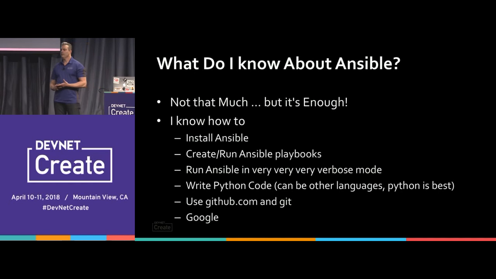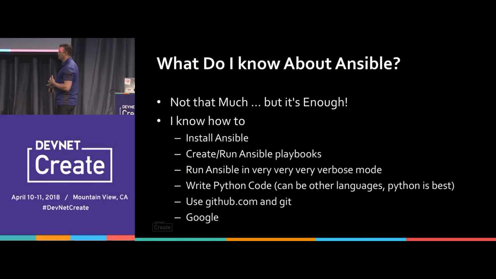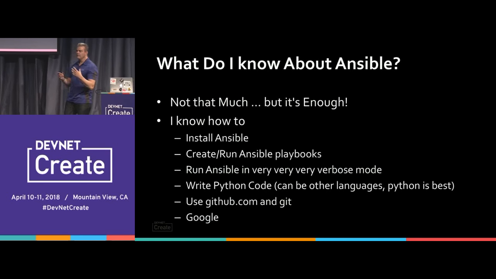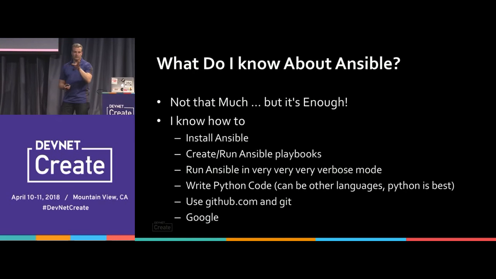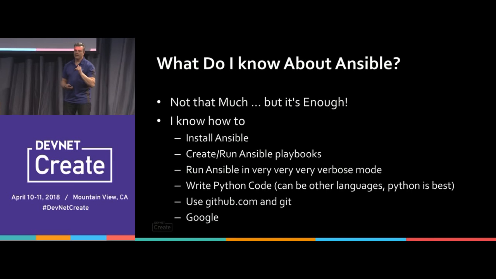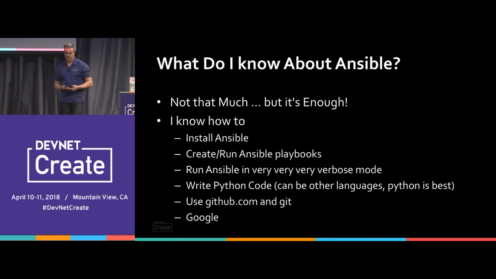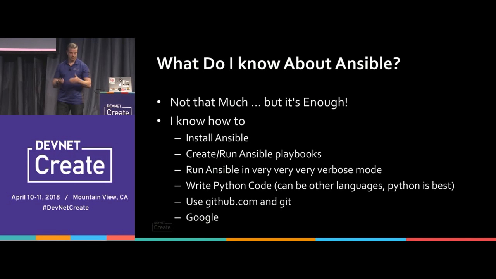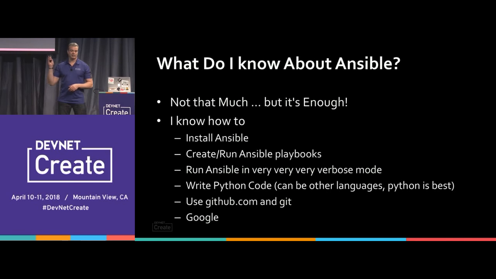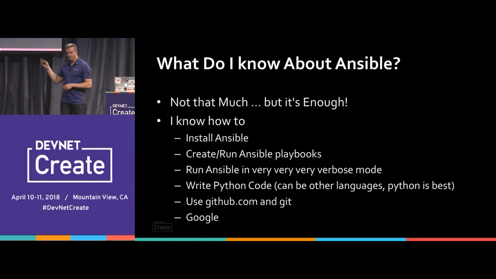I know how to use github.com, and I know how to use Git. And the number one tool for most programmers, developers, is I know how to Google, right? I know how to look up a loop, a thing, a syntax, or I know how to look up the code and figure out the code. And my advice when you Google code, because I'm not against Googling code, is that you know what that code does before you just stick it in your code, all right? And I know that we all look through the code before we go ahead and use it. But that's what I know about Ansible. It's not that much, but it's enough.